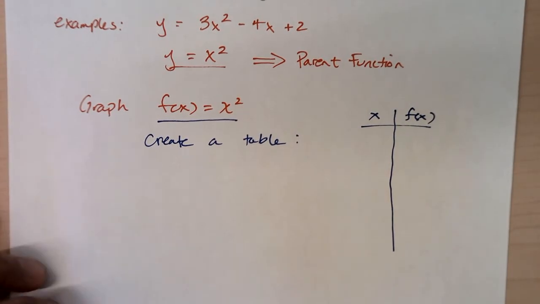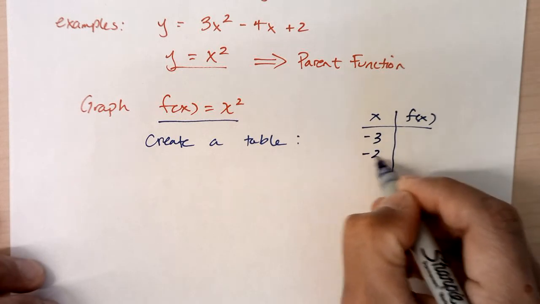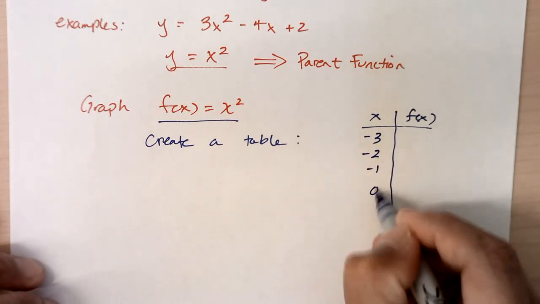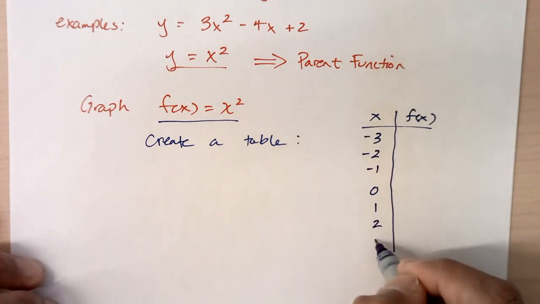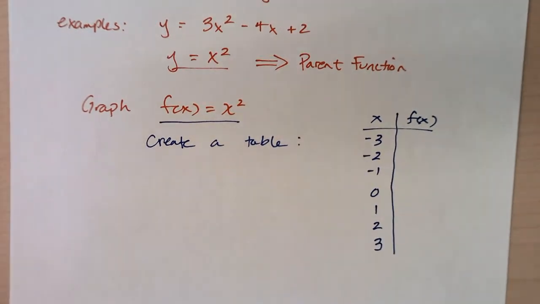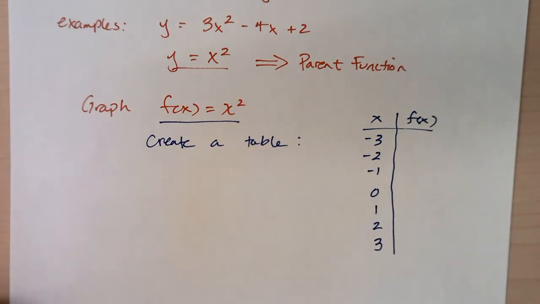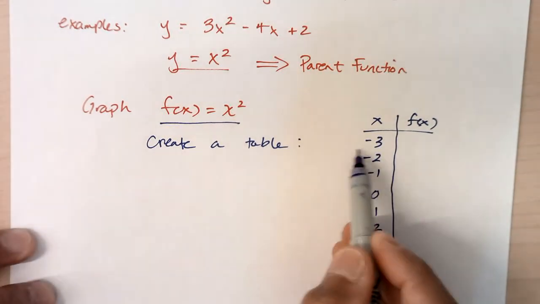So the values that I'm going to select for x, I'm going to select negative values, so negative 3, negative 2, negative 1, 0, and then positive values as well, 1, 2, and 3. So all of these are my inputs. I selected those. I'm going to substitute those back into the equation for x to figure out the value of f of x, the output. Again, I selected or picked the input values, and then I'm going to plug those in to figure out the output.